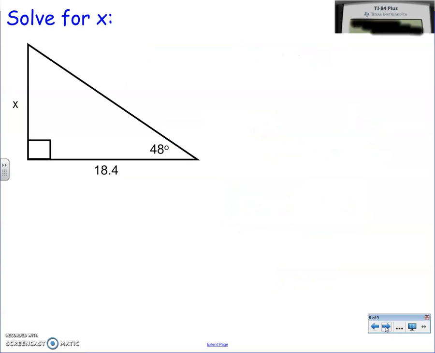Solve for x. I'm going to use this angle down here as my reference angle. I have a non-right angle in a right triangle. HAO: the hypotenuse is missing, the adjacent we have, and the opposite is missing, where that's x. That's what we're trying to find. We're not looking for the hypotenuse, so ignore that.